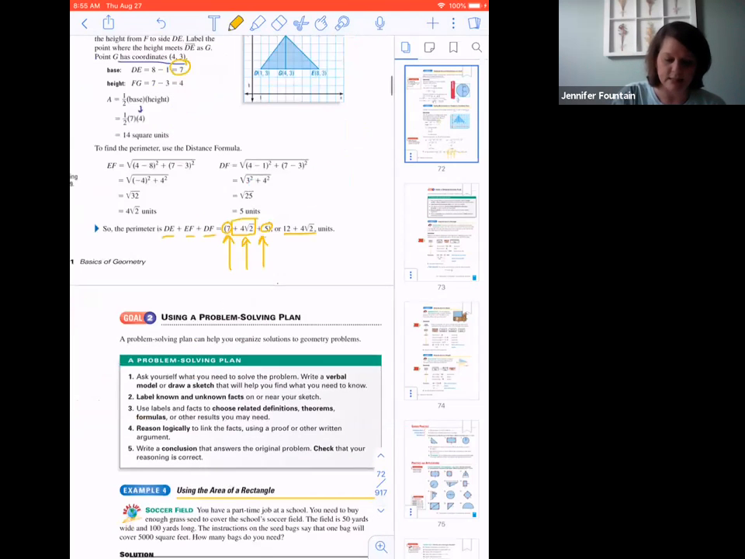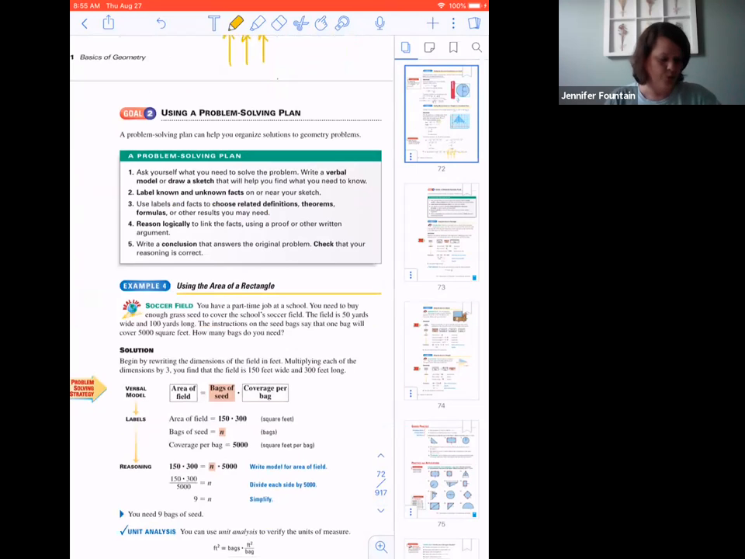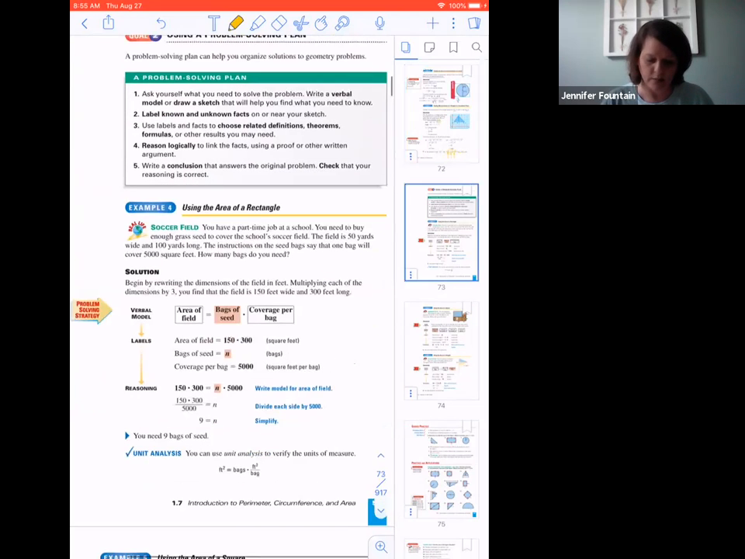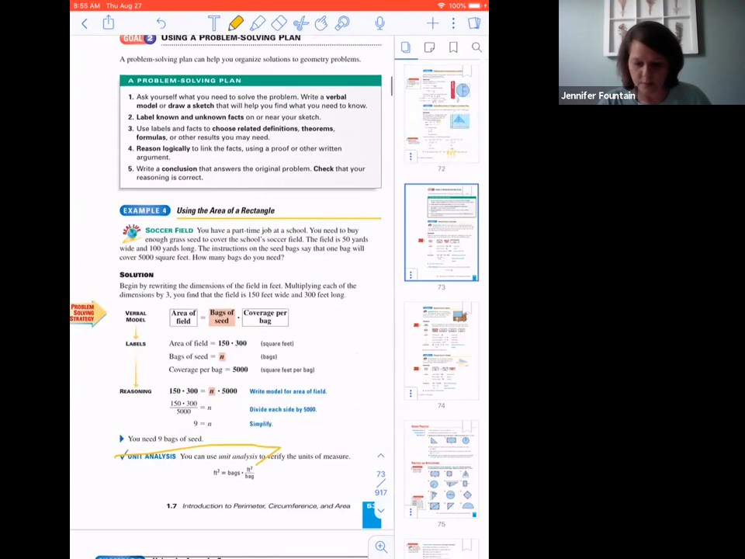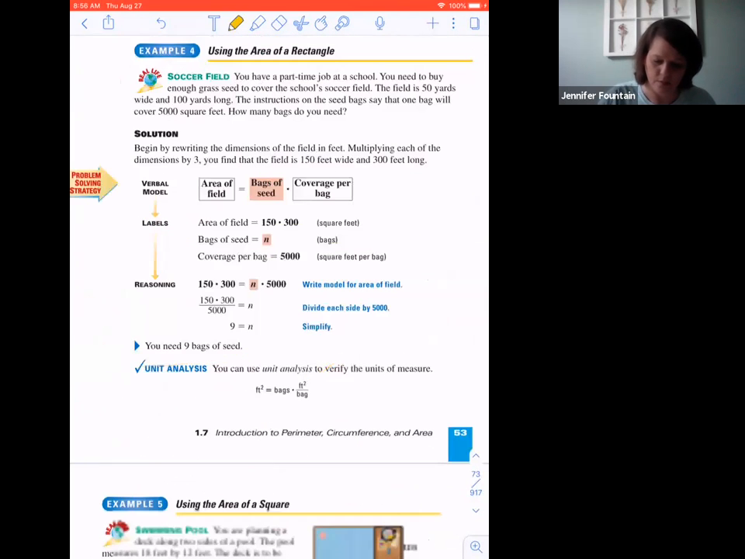Okay, let's look at goal number 2. And that is going to be on page, what page are we on here? Let me make this go away now. Page 53. Okay, so goal number 2 says a problem-solving plan can help you organize solutions to geometry problems.